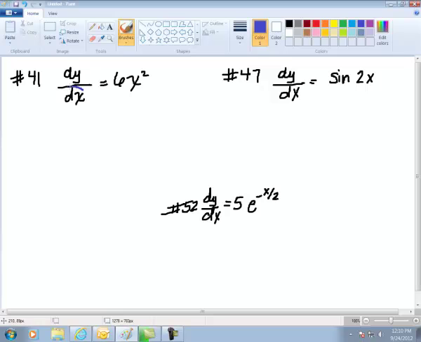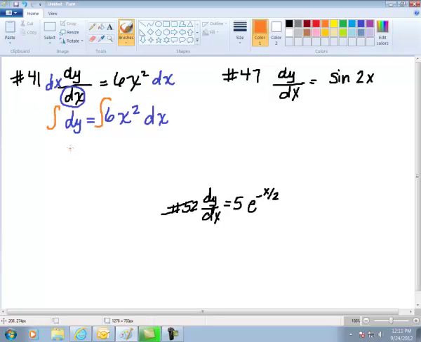So what I'm going to do is multiply each side by dx, or in other words I'm going to move this over here. So now all I have left on the left hand side is the dy, and on the right hand side I have 6x squared dx. And now I can integrate both sides to find a general solution.